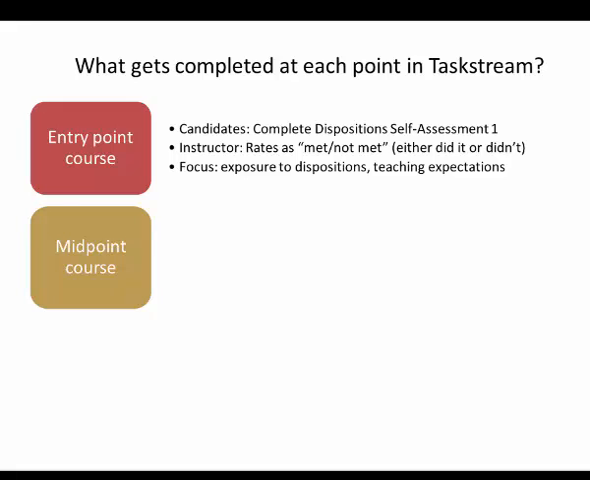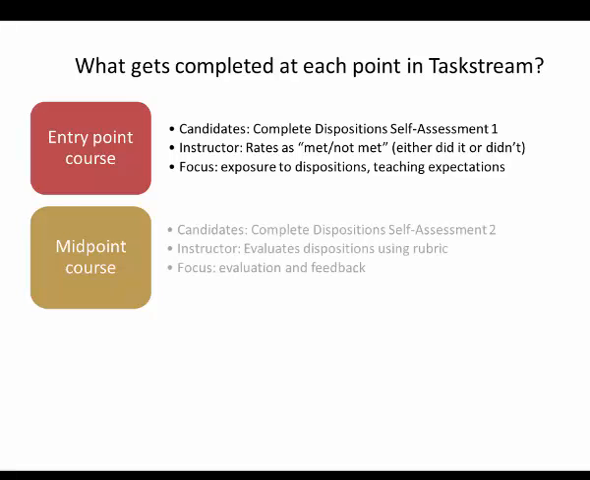At the midpoint course of each program, candidates complete a second self-assessment and submit that to their course instructor or program point identified person. The idea here is to allow candidates to assess their growth since their first self-assessment as they have moved through the program. The instructor of the midpoint course then evaluates the candidates on their dispositions using our dispositions rubric. The focus for the midpoint is around evaluation and feedback to the candidates.